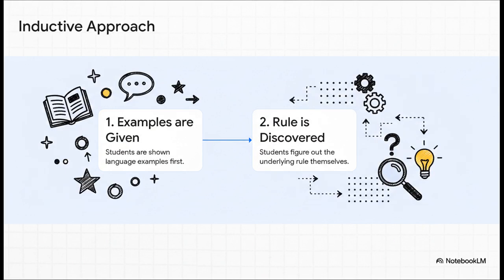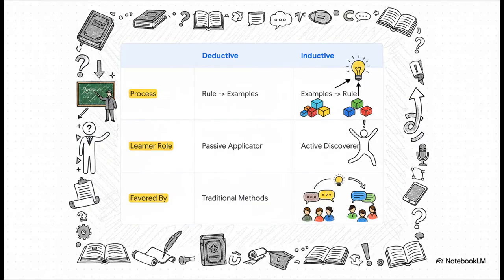Simple as that. Now, the inductive approach completely flips the script. Here, students see the language in action first, maybe in a story or a conversation. And their job is to be a kind of language detective, to look at all the evidence and figure out the pattern or the rule for themselves, with the teacher acting more like a guide. And this, right here, highlights the fundamental difference. Deductive is rule first, which turns the learner into a passive applicator of rules. Inductive is examples first, which makes the learner an active discoverer.